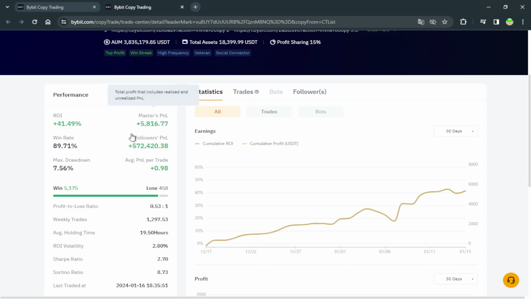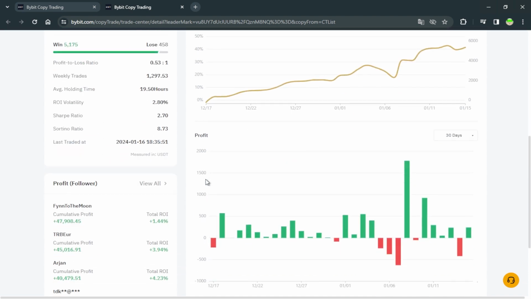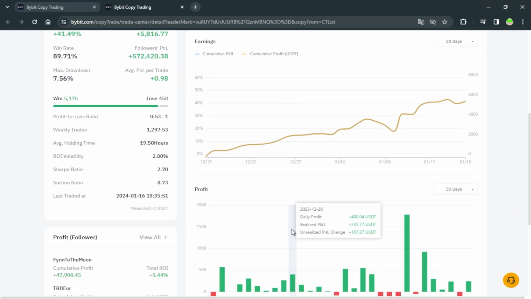He brought in $5,000 for himself, meaning he traded with his own money too. Accordingly, this ensures that it is not profitable for him to just drain it. He also brought more than $500,000 to his subscribers. He has 5,000 positive trades and 458 negative trades. Accordingly, he has a huge percentage of positive trades. So we can understand that this trader is competent enough to manage our money.